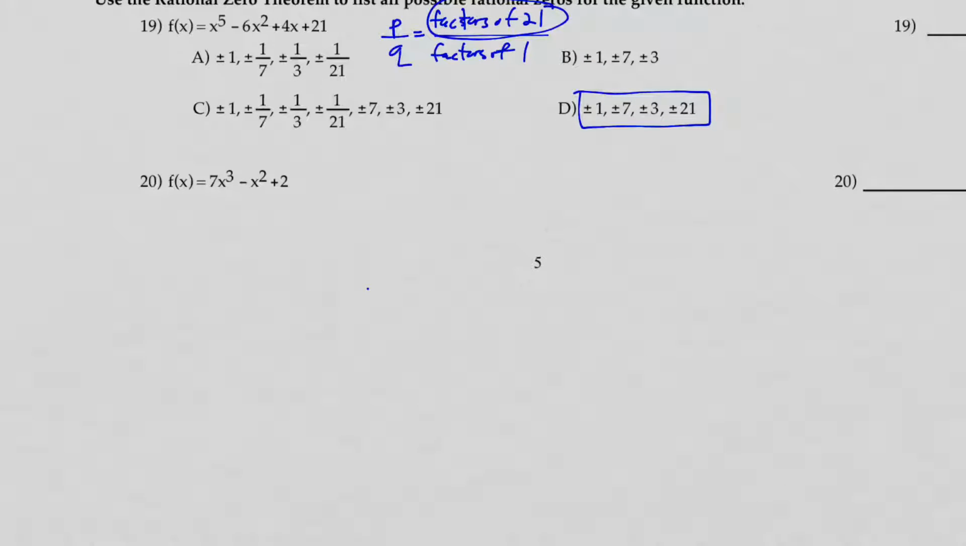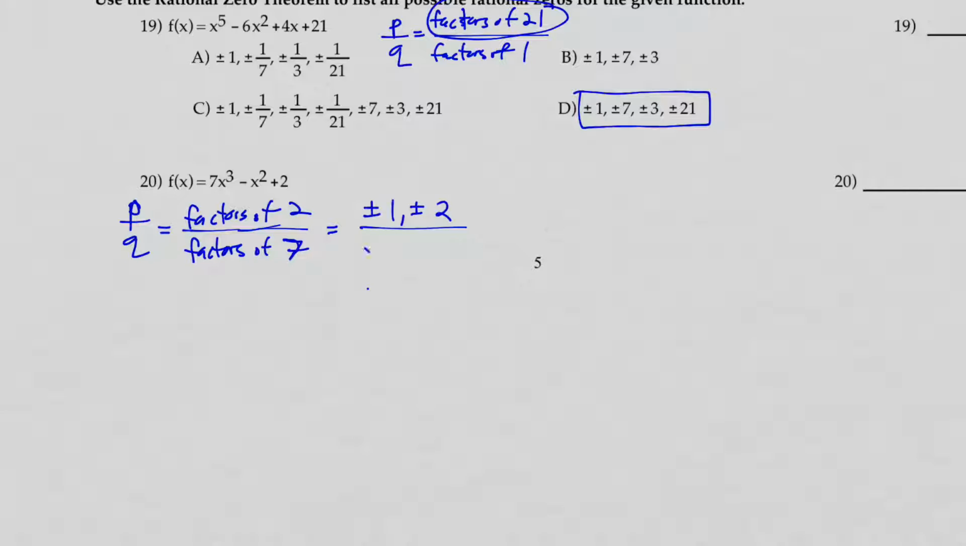And down here we have P over Q, which is going to be factors of 2 over the factors of 7. So it's plus or minus 1 and plus or minus 2. This one's plus or minus 1, plus or minus 7.